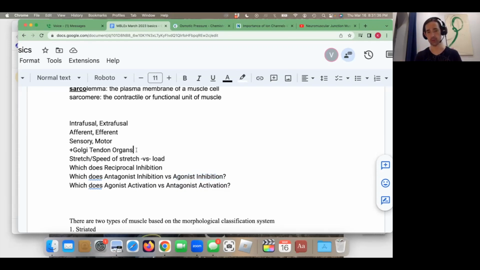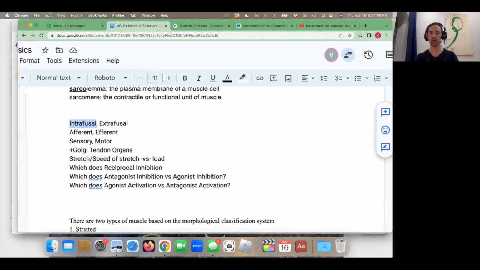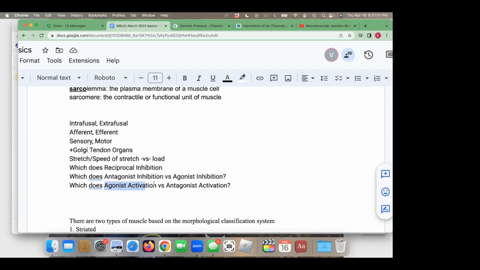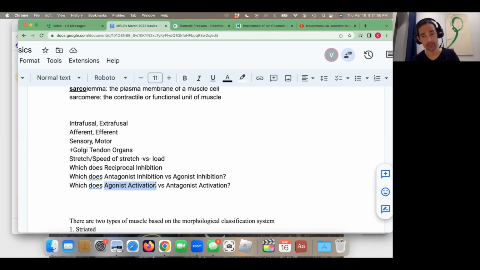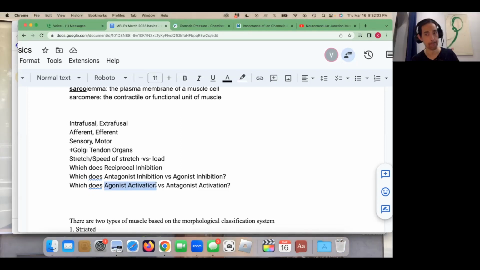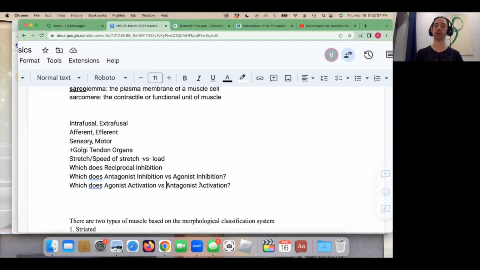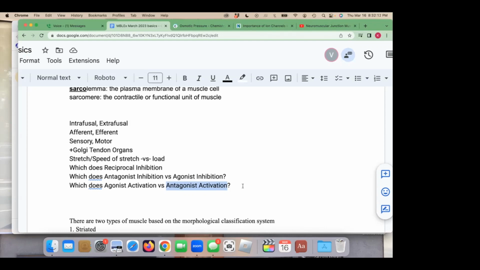Which sensory organ does agonist inhibition? The Golgi tendon organs or the intrafusal fibers? Dora. The Golgi. Very good. Which one does agonist activation? Which one causes the agonist to contract? The Golgi. Very good. And which one causes the antagonist to activate? Yeah, that one. The intrafusal.